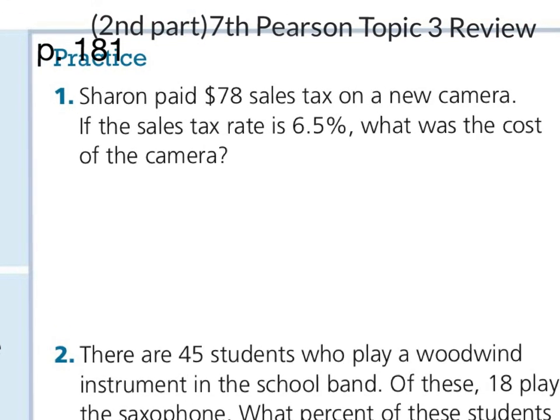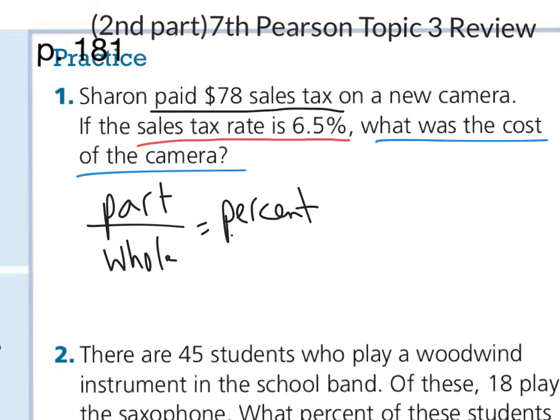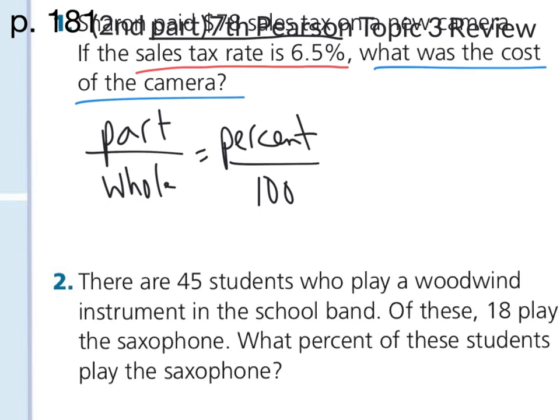So number one, if Sharon paid $78 sales tax on a new camera, the sales tax rate is 6.5%. What was the cost of the camera? So I'm going to just go back to the proportion idea. Proportion, we did part over whole equals percent over 100. And we'll just think about what things we know and what thing we're trying to find.